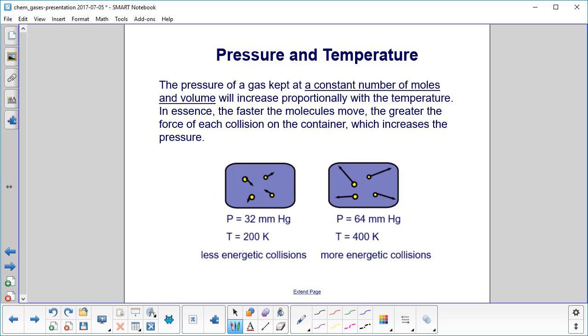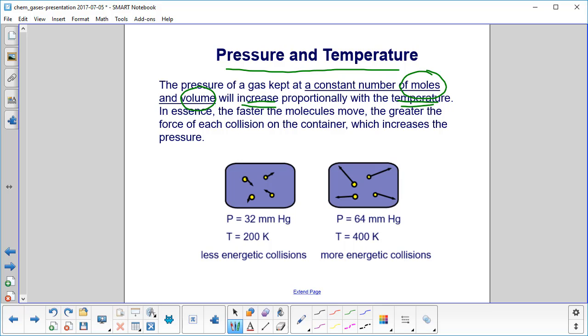One more law. This time, we'll keep the number of moles and the volume constant, and we're going to vary pressure and temperature. What we find is that the pressure increases proportionally with the temperature. The faster the molecules move, the greater the force of each collision on the container. That increases the pressure, right? Because the faster they are, the greater kinetic energy they have, 1/2 mv squared. That greater energy will also increase your pressure because they'll hit the walls with a greater force.